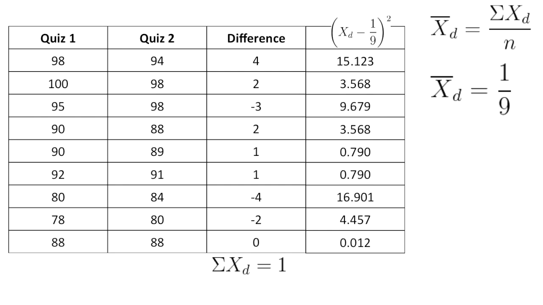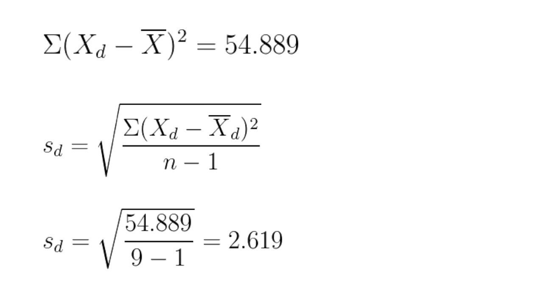Next, we're going to compute the squared deviation. We're going to take each difference minus the mean, that gives us our deviation, and then we're going to square it. Our sum of squared deviations equals 54.889. Given that the sum of squares is 54.889, we can use that to compute the sample standard deviation. The sample standard deviation is equal to the square root of the sum of squares divided by the sample size minus 1. Here, the standard deviation of the differences equals 2.619.